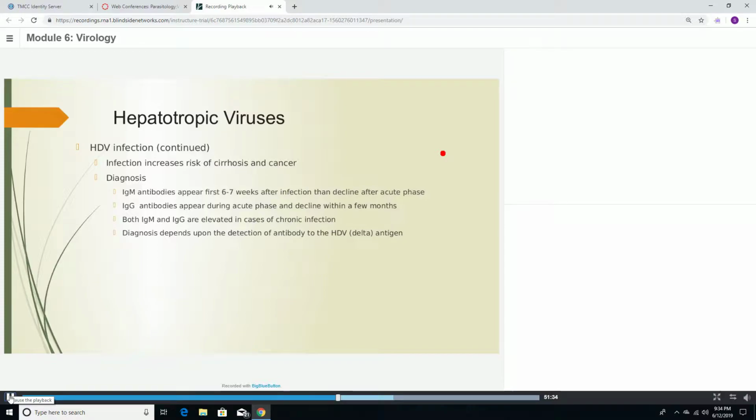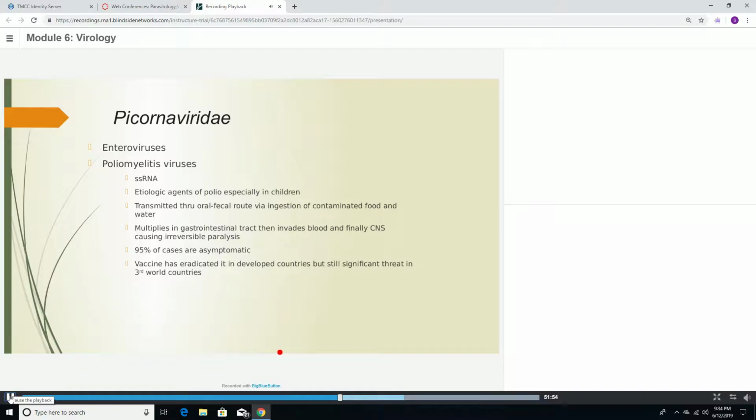Diagnosis: IgM antibodies appear for the first 6 weeks after infection, with a decline after the acute phase. IgG antibodies appear during the acute phase and decline within a few weeks. Both the IgM and IgG are elevated in cases of chronic infection. Diagnosis depends on the detection of antibodies to HDV antigens.